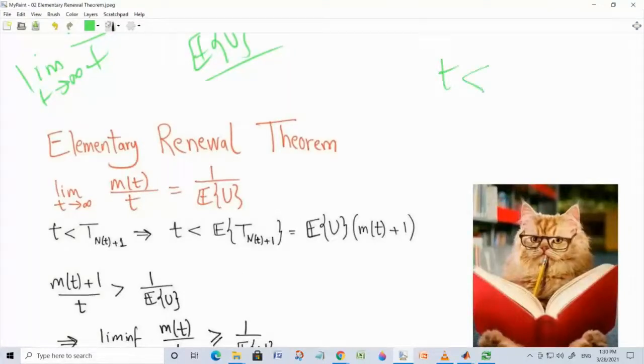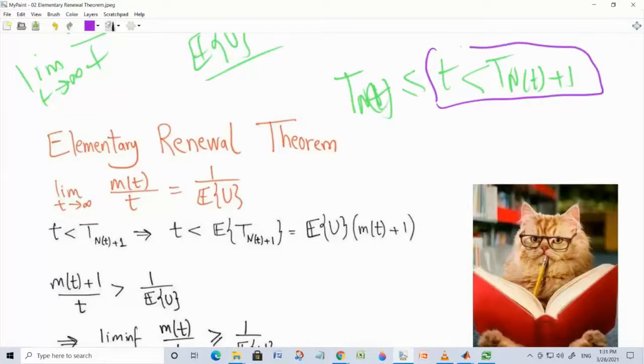Okay, so first idea is this. We will use t less than S_{N(t)+1}, less than or equal to t plus U, so this S_{N(t)}, again, is very important in renewal processes, and specifically we will focus on this part here. We will focus on this part. Okay, so you start with this one, and you simply take expectation of both sides.